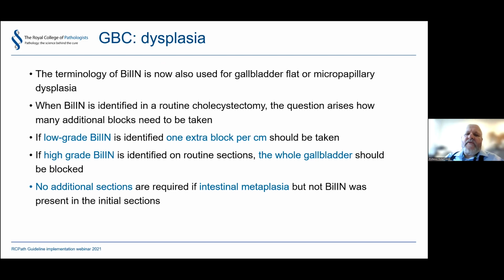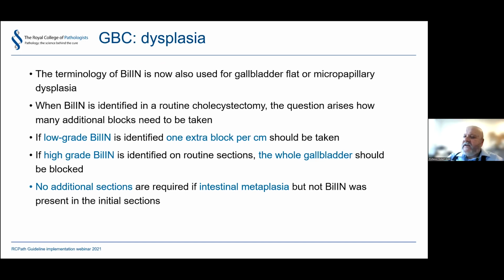Why is this? Well, the answer is that high-grade dysplasia is almost always a very widespread phenomenon. So if you've got low-grade dysplasia and you're looking for high-grade dysplasia, then you don't need that many more blocks to confirm the diagnosis. With high-grade dysplasia, what you're really trying to do is exclude invasive carcinoma, and that will completely change the patient's prognosis and management. So that's why how many extra blocks you have to take depends on what you see.